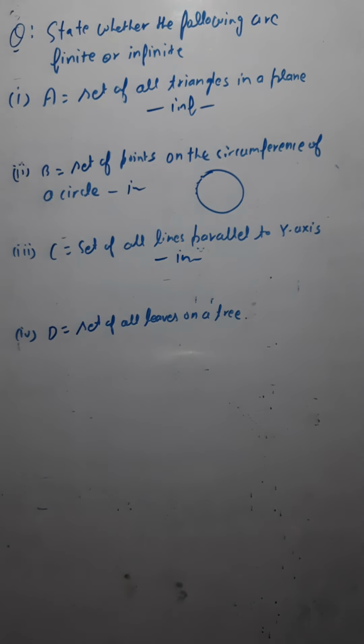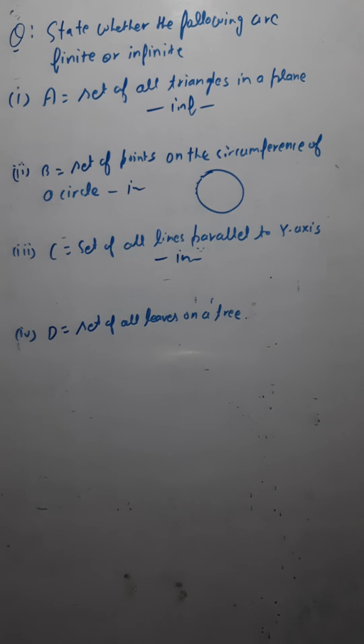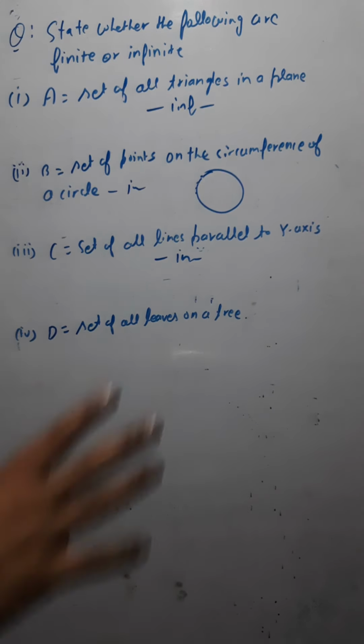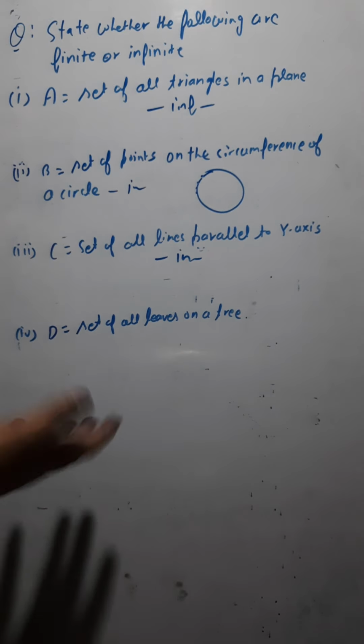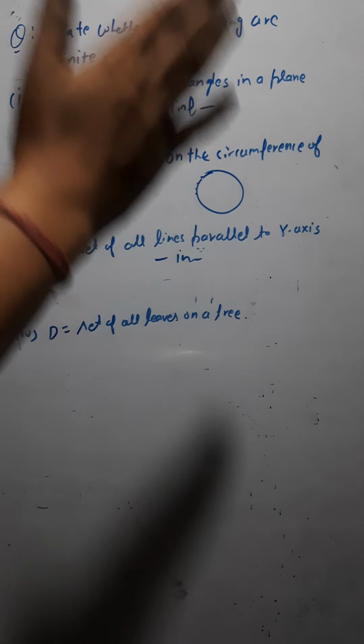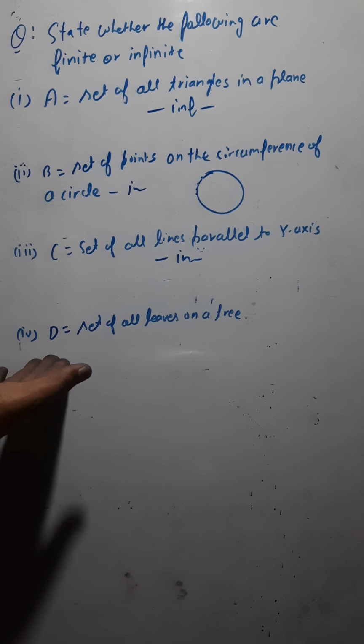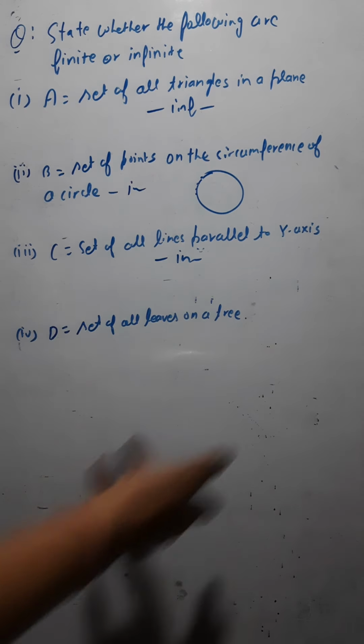Now next one, you have set D, and this is a set of all leaves on a tree. Now one thing let me tell you, finite means it ends somewhere, and infinite means it does not end somewhere. If it does not end somewhere, then you would be calling such a set an infinite set. Now let's take this one example. You have set D, and this is the set of all leaves on a tree.